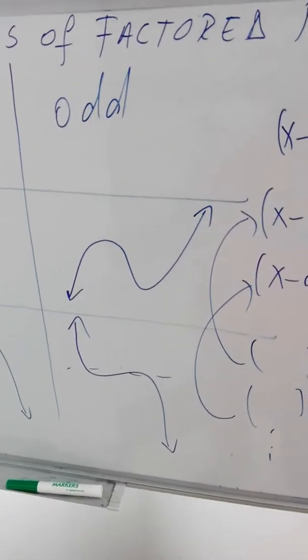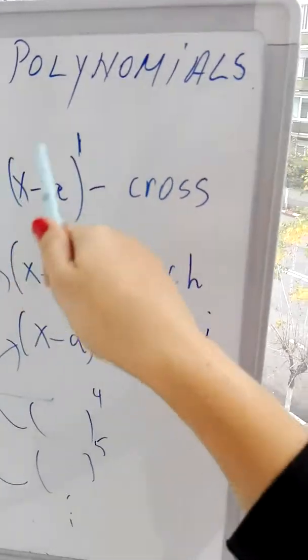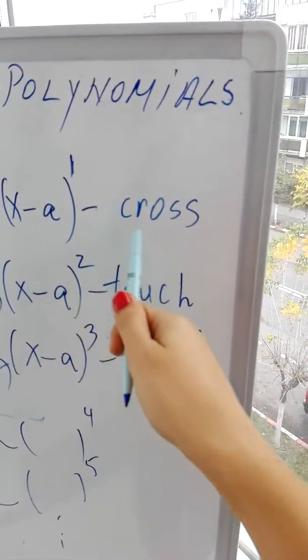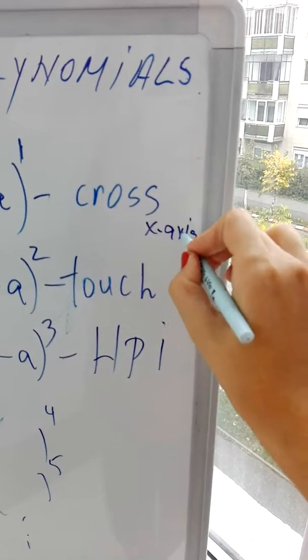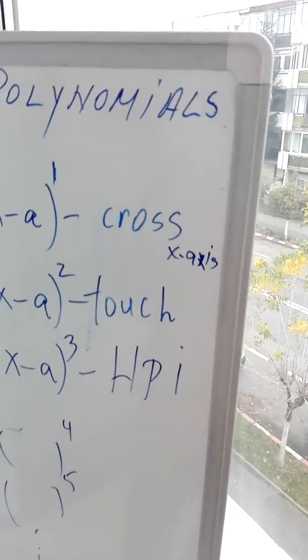And it's also important to remember, if you have a parenthesis power 1, then your graph will just cross the x-axis. This is what I mean by crossing the x-axis.